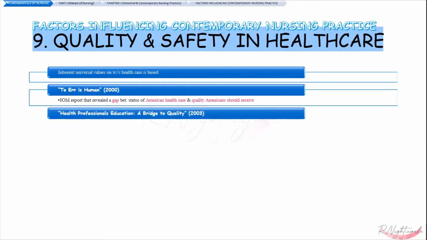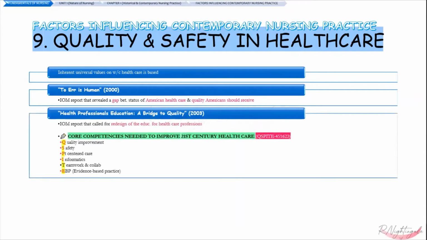The 2003 IOM report entitled Health Professions Education, A Bridge to Quality called for a redesign of the education for healthcare professions and described six core competencies needed to improve 21st century healthcare. This includes patient-centered care, teamwork and collaboration, evidence-based practice, quality improvement, safety, and informatics. You can remember it by the acronym QSPITE.